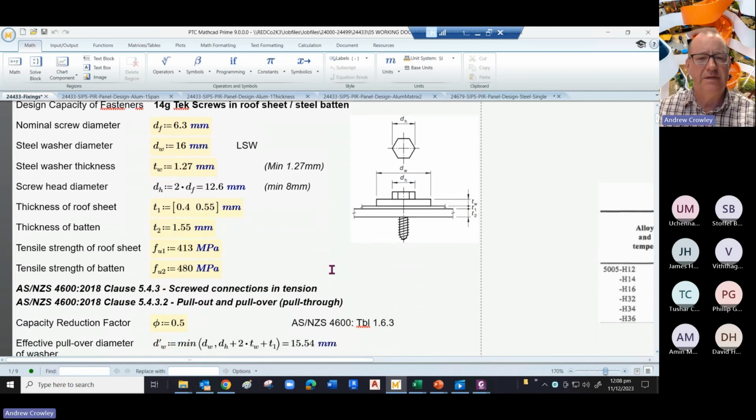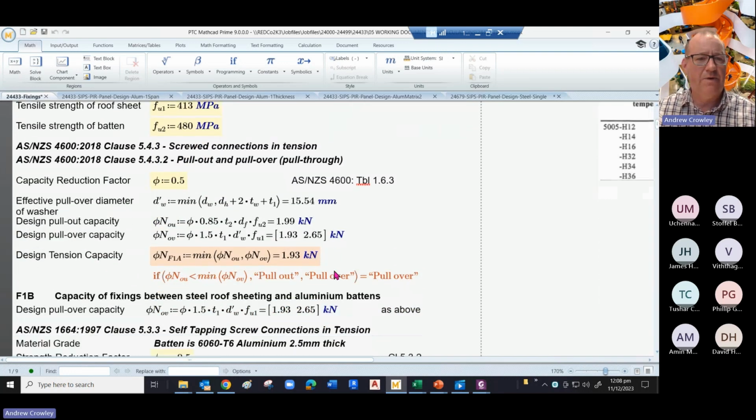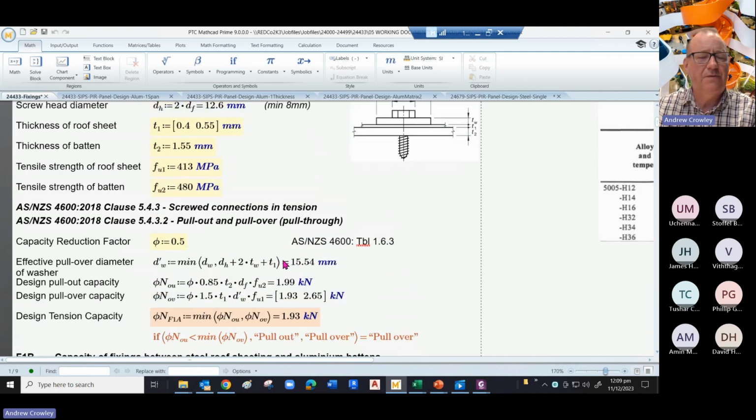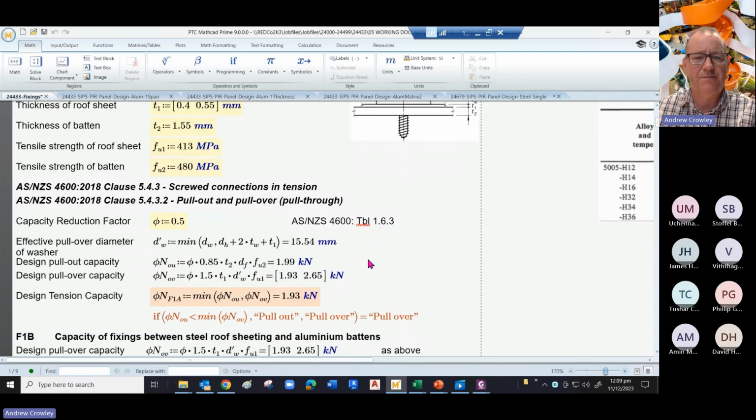And this is a roof sheet to the batten, and we pop out with a design tension capacity based on the thickness of the material we're using. So as before, in this case, we've got a little matrix. It's a very small one-dimensional matrix or an array with two values. So our skin can either be 0.4 or 0.55 millimeters thick. So that gives you the two values here for the pullover capacity, 1.93 or 2.65.